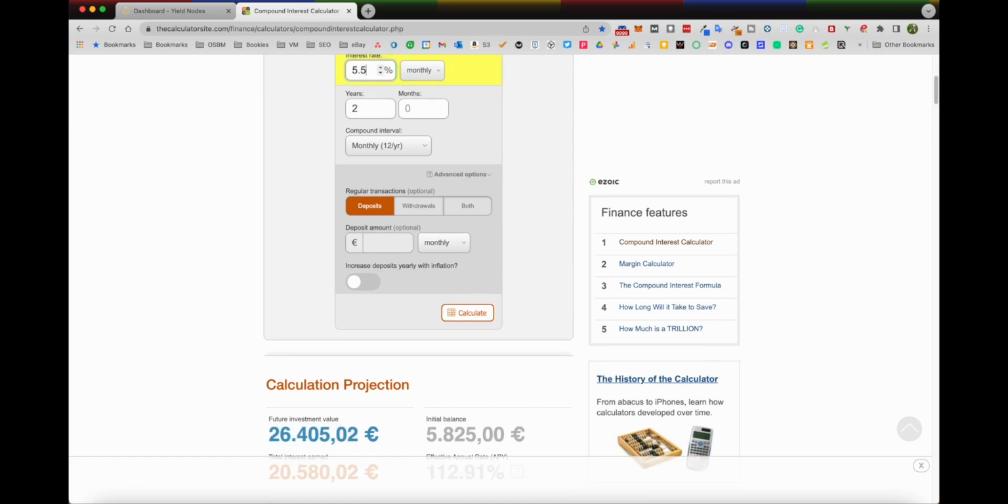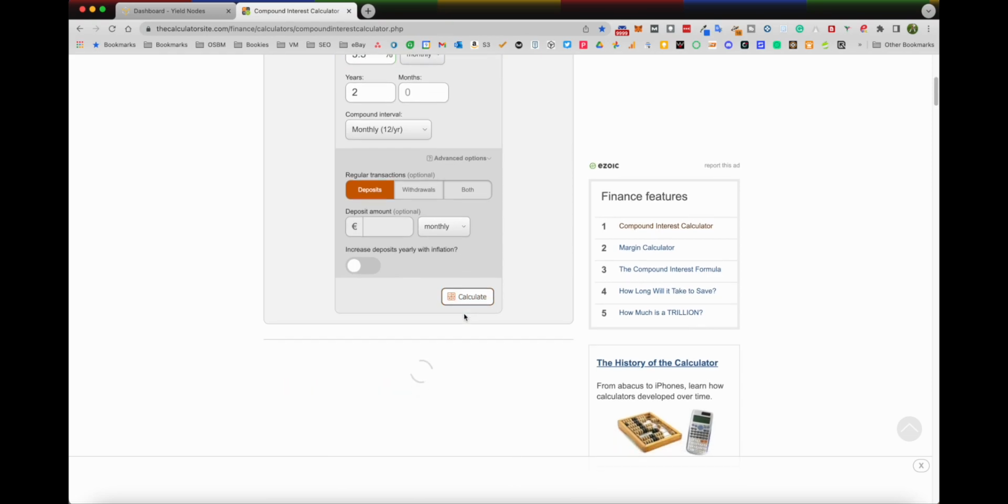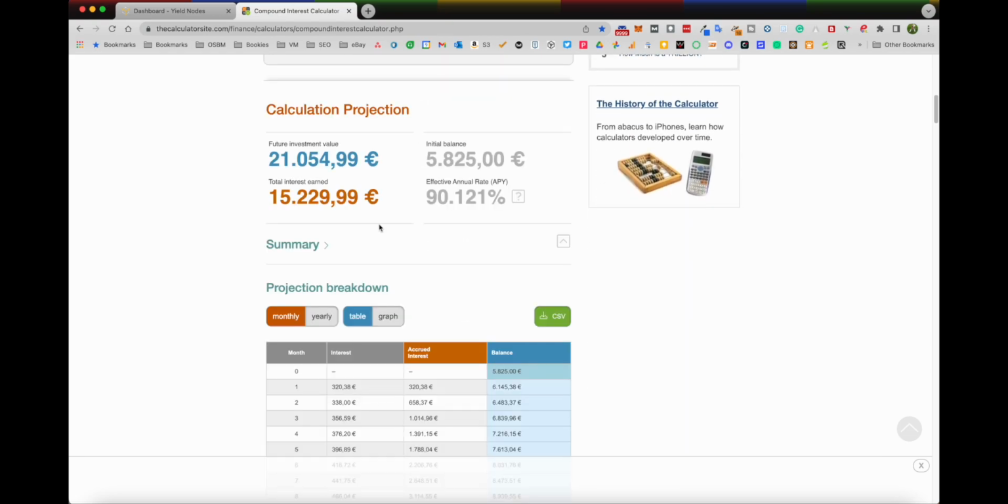Let's put it at 5.5%, which I don't think is too beyond the realms of possibility, given how the service has performed and for the next time that all the crypto markets are on a boom cycle.